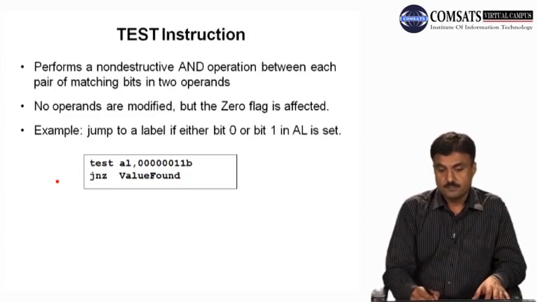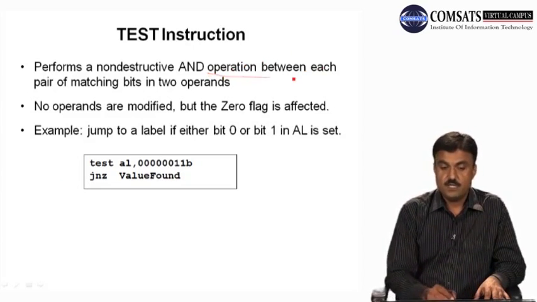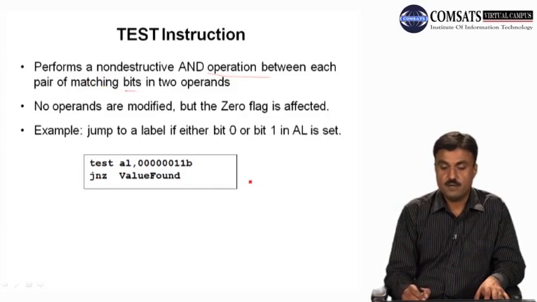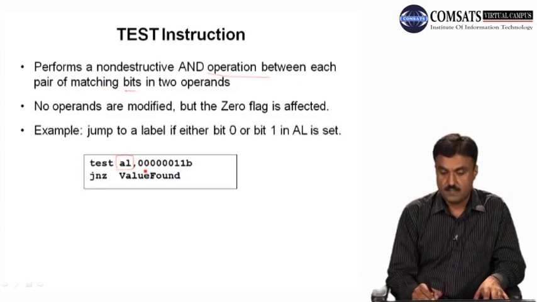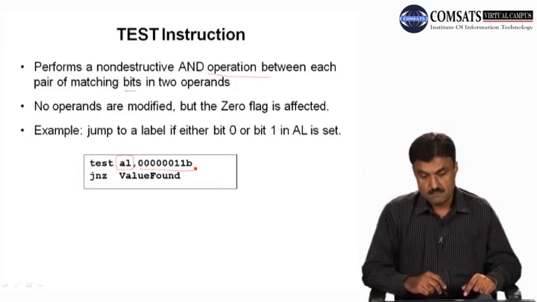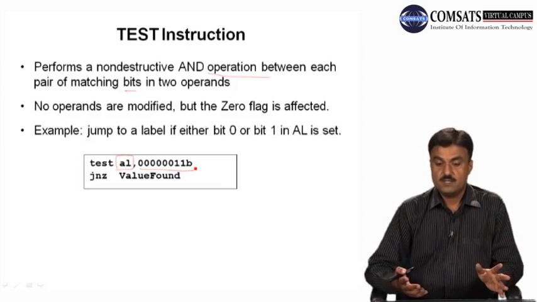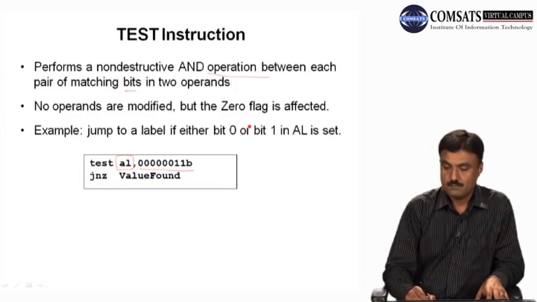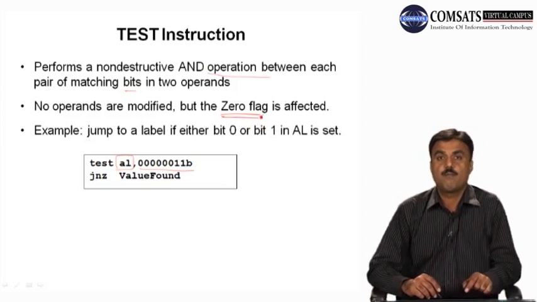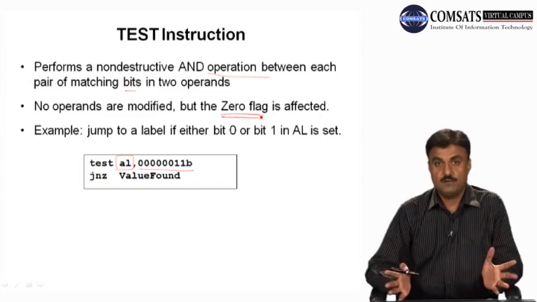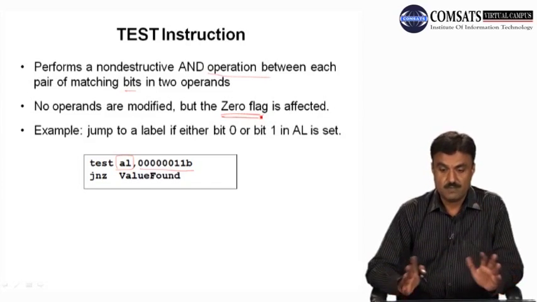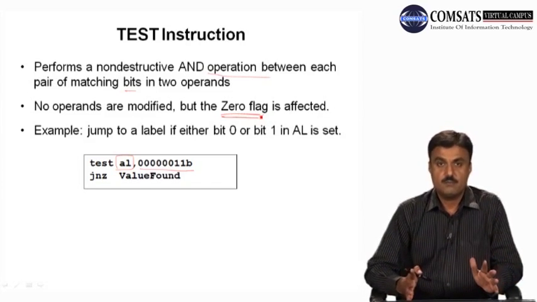So this is called a non-destructive AND operation. Here you can see this will perform a non-destructive AND operation between each pair of matching bits in two operands. There will be a source operand and a destination, in this example AL and some value. No operands will be modified, either source or destination, but only the 0 flag is affected. So the flag register is affected, but not the source and destination operands.